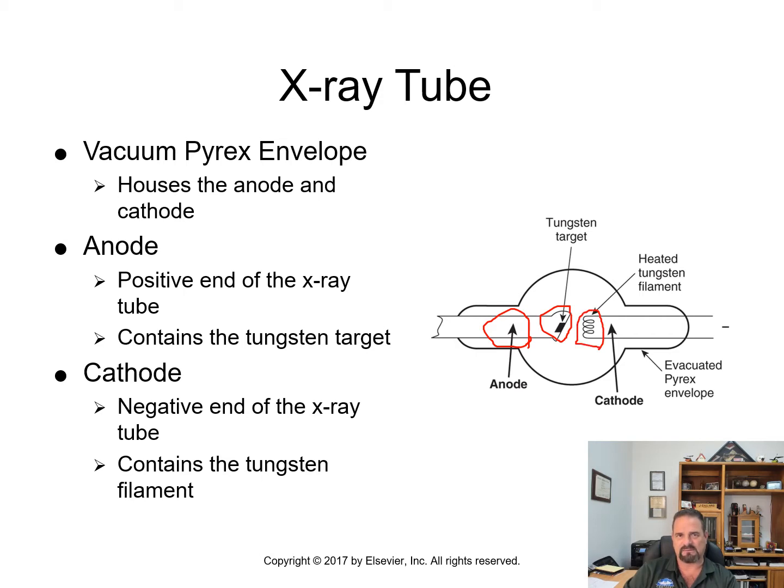Let's go back and make sure that we understand. The anode is positive. The cathode is negative, and it's in a Pyrex envelope. It's in this tube. Let's make sure that we understand that and how to draw that. You will see this on the test, I am positive. You need to be able to at least recognize that the anode is positive and the cathode is negative. The cathode contains the filament and the anode contains the tungsten target.